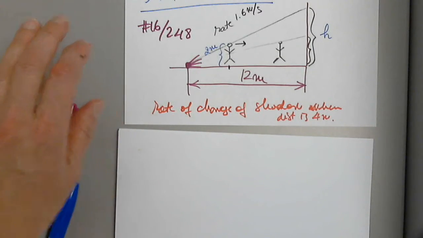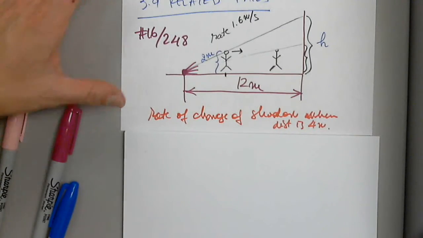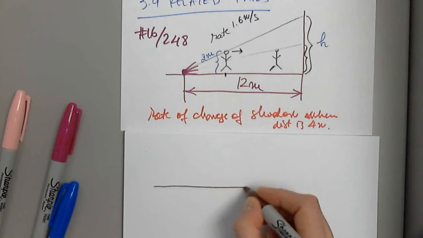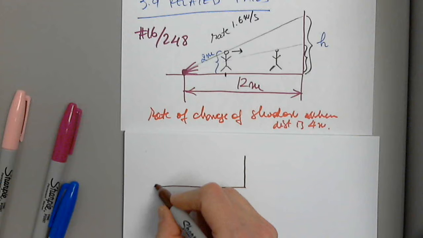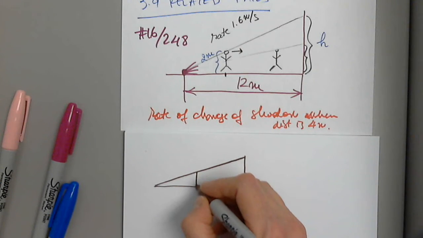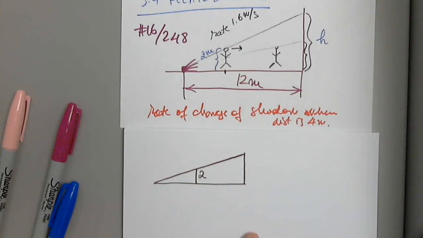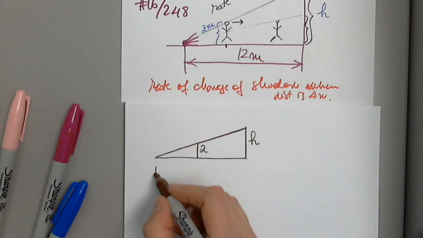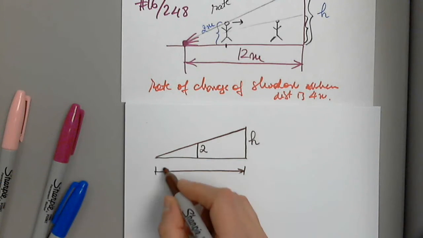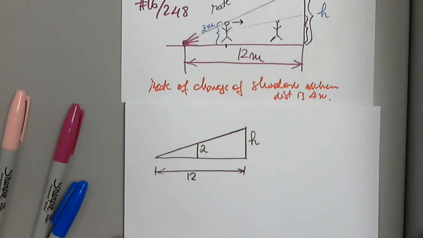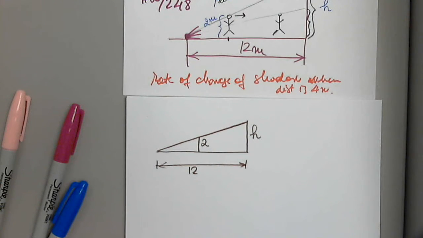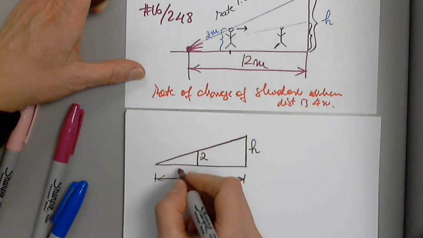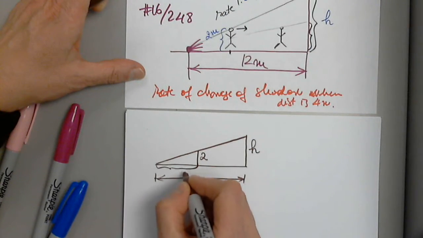Okay. Perfect. So here's the idea. All I have at this point is this, which is 2 meters. I have this, which is the height. I have this, which is 12 meters. And I have this piece that I'm going to denote by X.